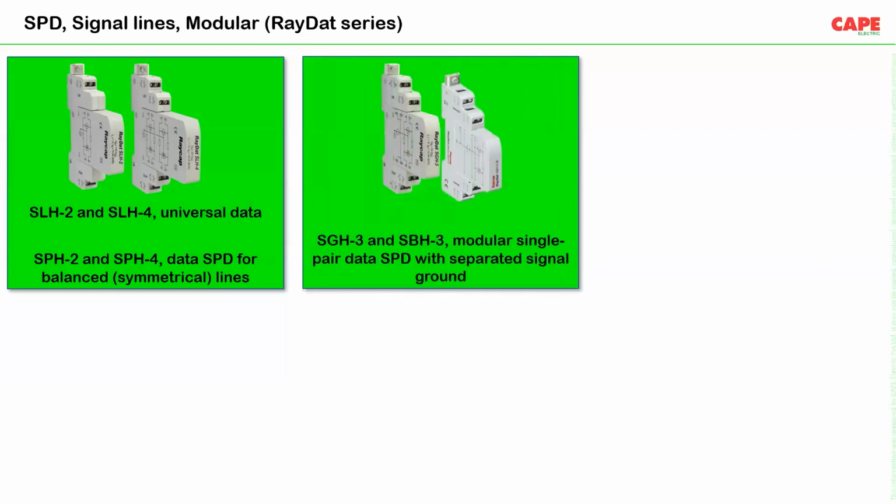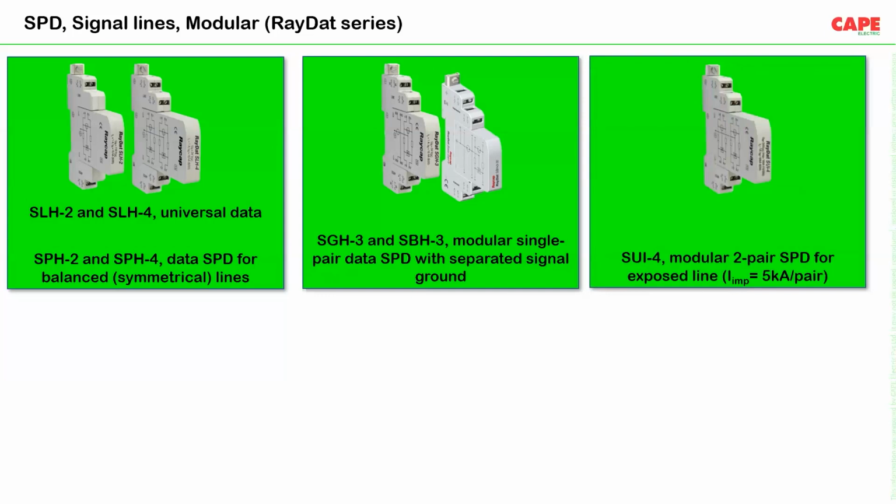Then we have another SPD, the Red Hat SGS3 series and Red Hat SPHP series, which are modular and which can be used if there is a separate signal ground. If there is a separate ground wire provided in the communication, then we can use this kind of SPD. Then we have another model, SUI4, which is a modular 2-pair SPD for exposed lines, which has a very high rating of around 5 kiloampere per pair. This again we are going to study on the next slide also.